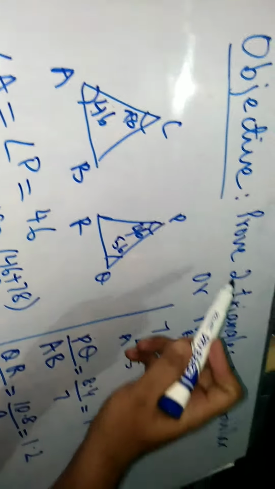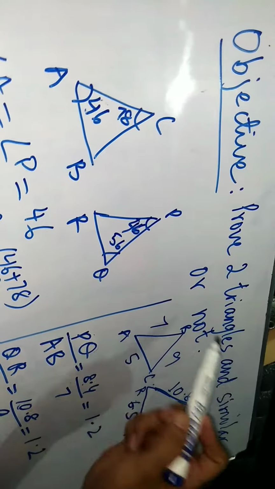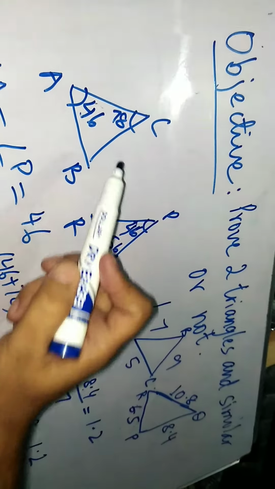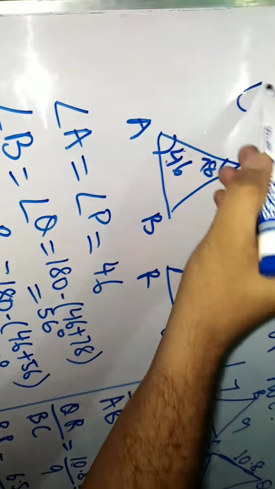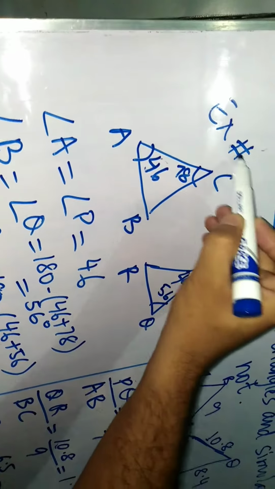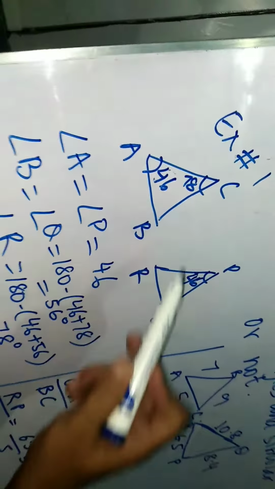Today we would like to start off with our second objective from similar figures. The objective is whether you have to prove that two triangles are similar or they are not. Okay, first we come on to this type of question. Let's take it as example number 1. Example number 1, we have been given angles.